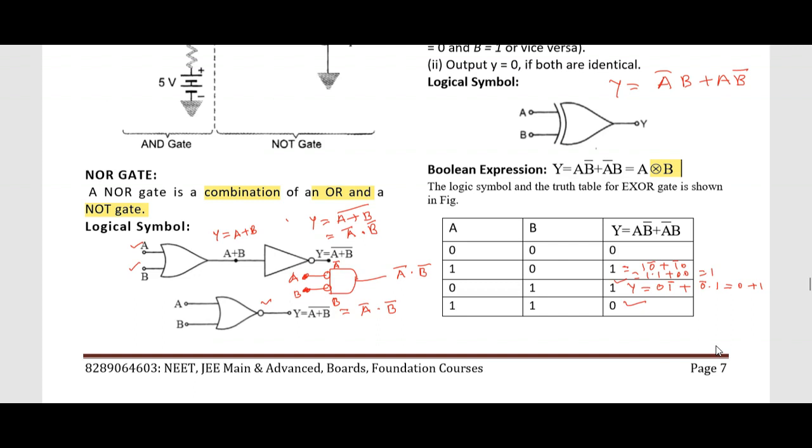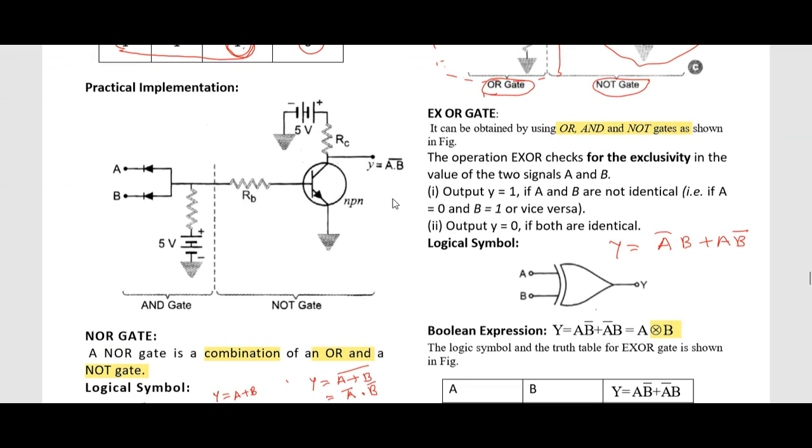So what it means is that the output is 1 if the inputs are mutually exclusive. One input is 1 and the other is 0, and the output is 1. See, in this case, both the inputs are same, output is 0. Both the inputs are same, output is 0. Output is non-zero when the inputs are different. That's why we call it exclusive OR gate.